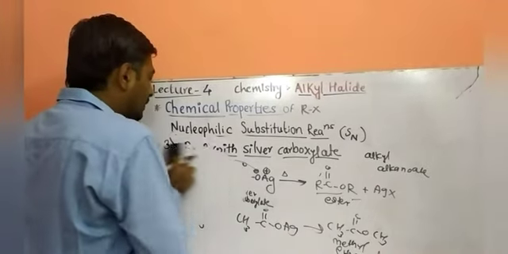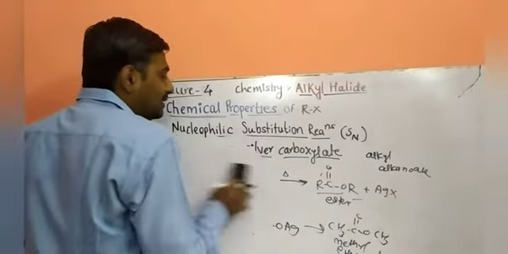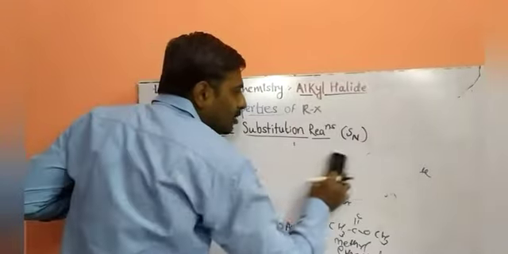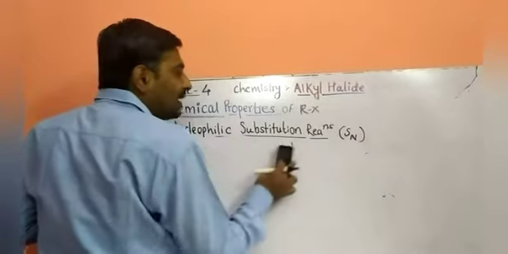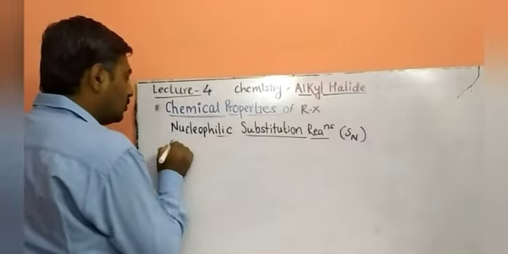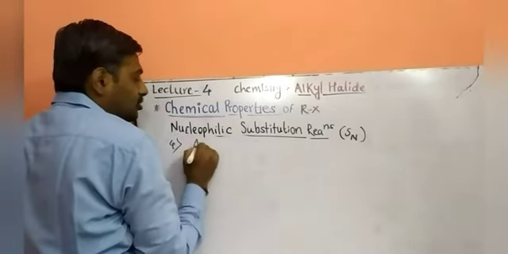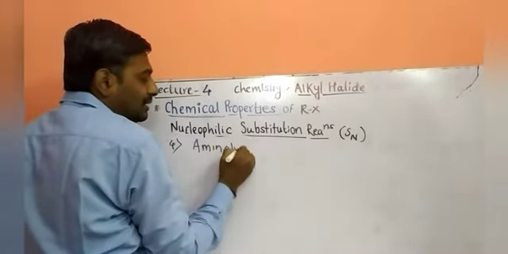Next, the fourth reaction, aminolysis. So what is aminolysis? Ammonia reacted with alkyl halide. So the fourth reaction is called aminolysis.